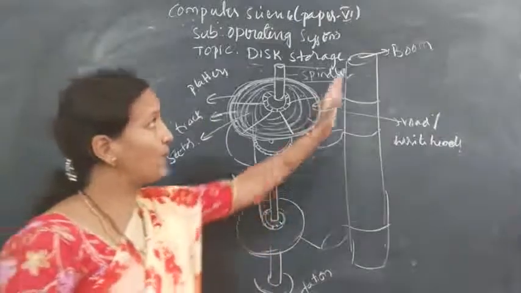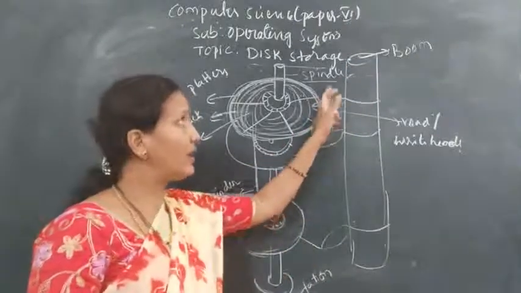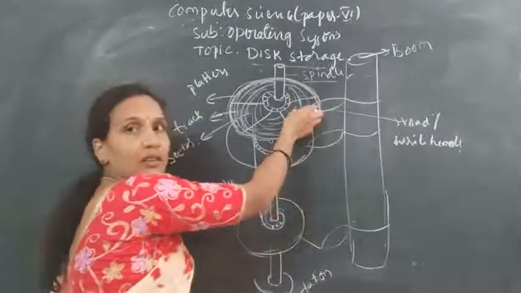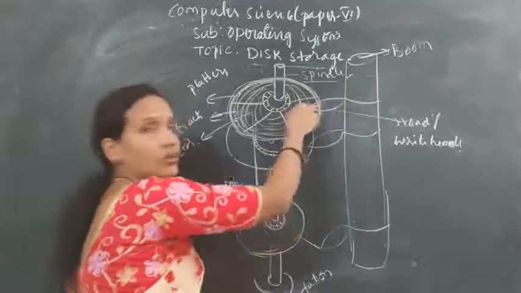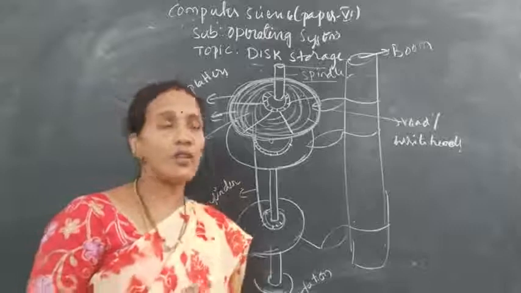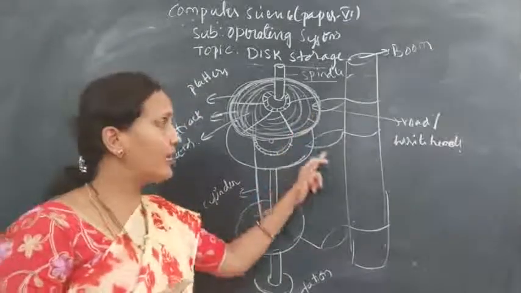And this boom is used to move the read and write heads in and out. When it is in, that particular content is read. When it is out, it is rotating. We can move to the second one. Understood? So boom is used to connect different read and write heads.